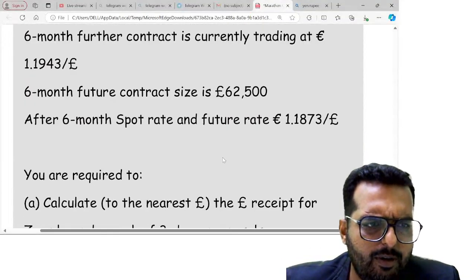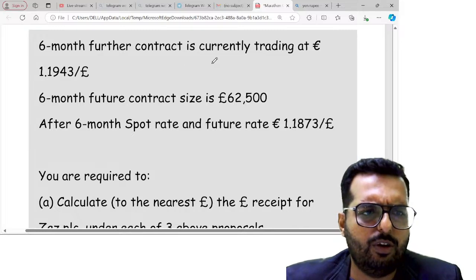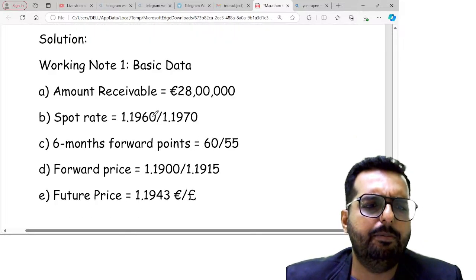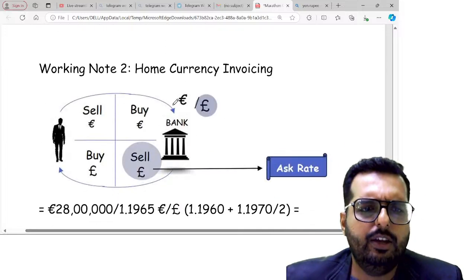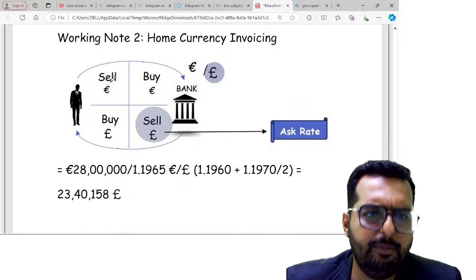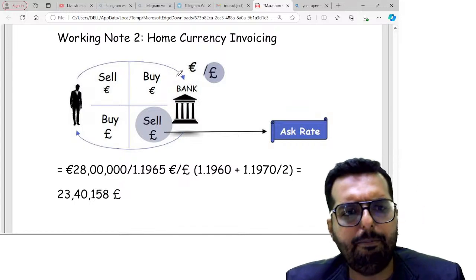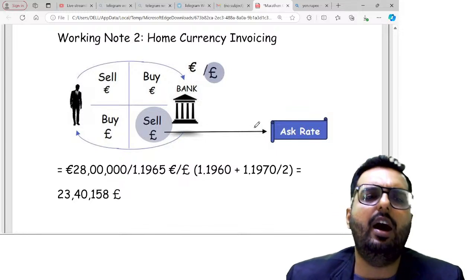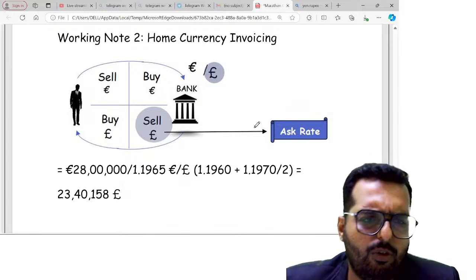I think the next part is simple now. They have given you the future contract, the contract size and everything. Solving part, basic data we have already done. Is it the bid rate or ask rate? It is going to be the ask rate because we'll be selling euro and buying pound. The bank will be buying euro and selling pound. So it is the ask rate. Alright. So this part is also very clear.